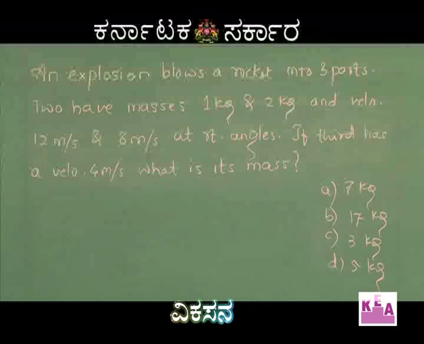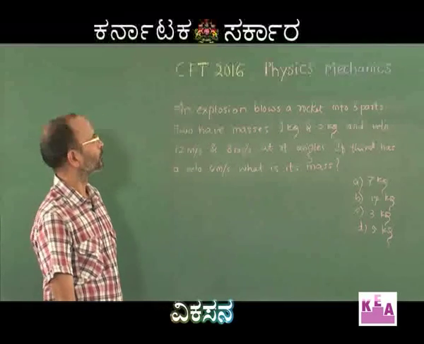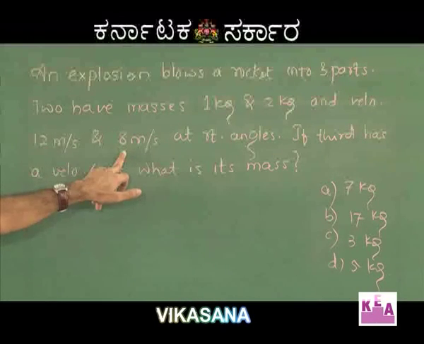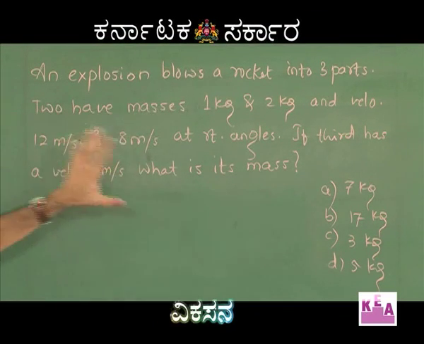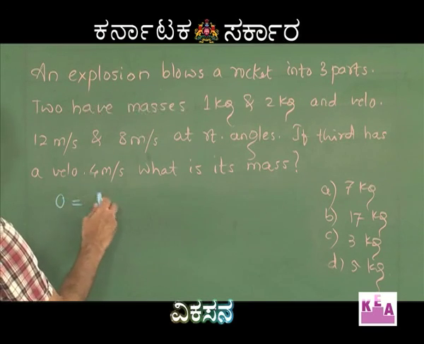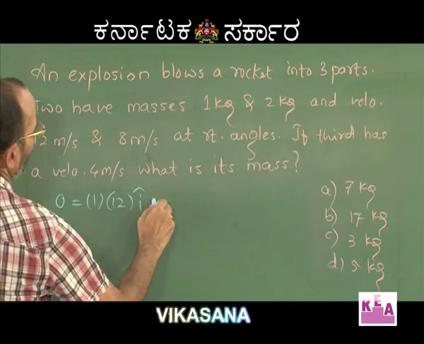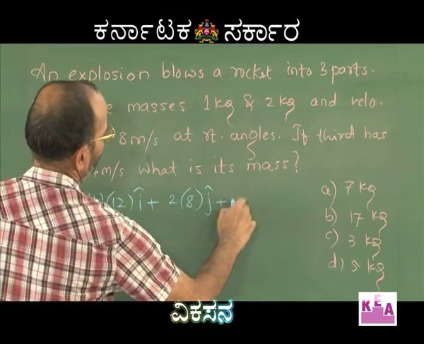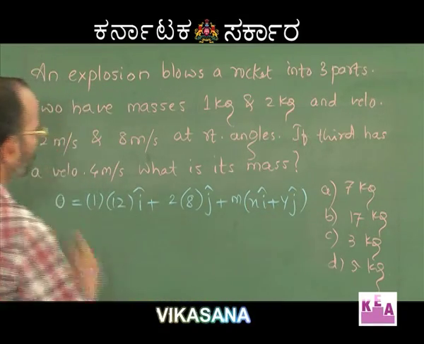So what you can understand here is, the explosion has happened and then the rocket has broken down into 3 parts. So initially the momentum was 0 because the rocket was at rest. So finally also the momentum has to be 0. These two have moved at right angles to each other. So if you consider their velocities to be along x-axis and y-axis, you can write the conservation of momentum as 0 equal to 1 into 12 i cap plus 2 into 8 j cap plus m into (x i cap plus y j cap) to be equal to 0.